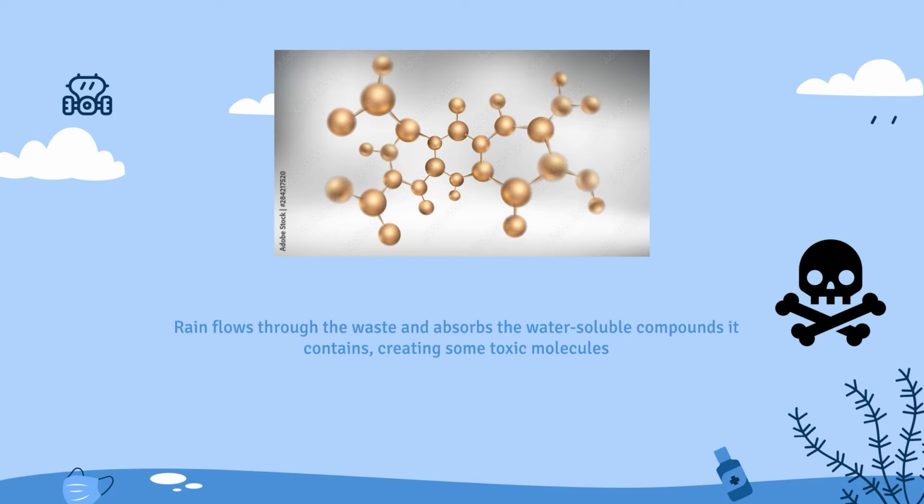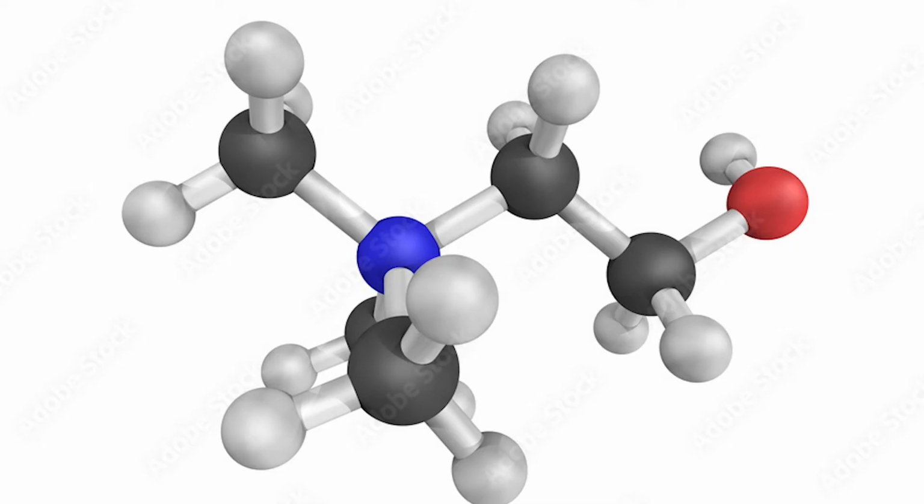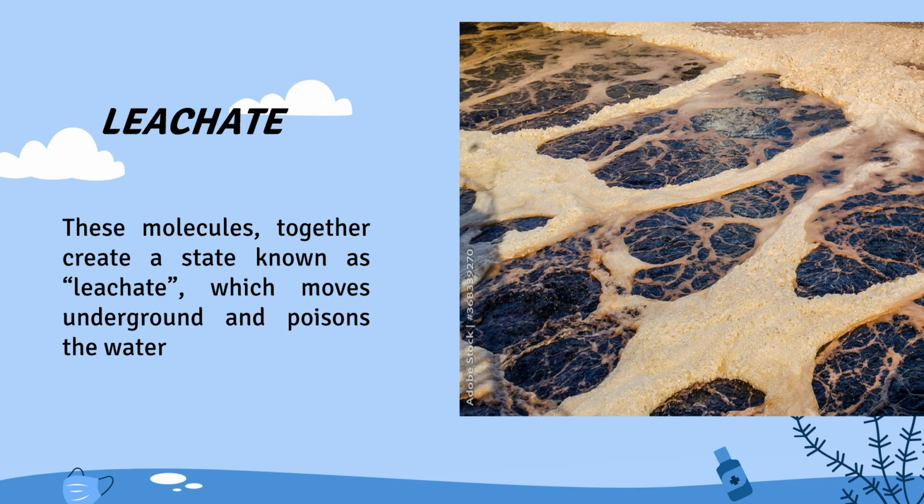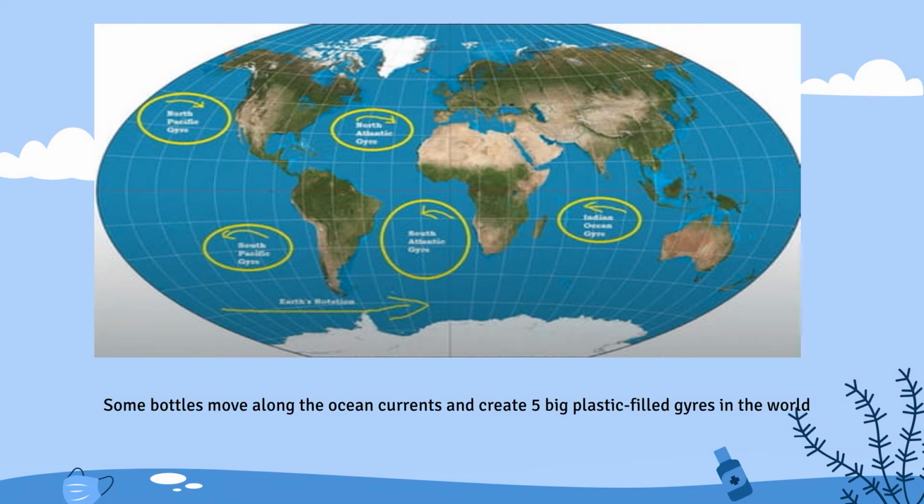Rainwater flows through the waste and absorbs the water-soluble compounds it contains, creating toxic molecules. Gradually, a substance called leachate is made, which moves underground and poisons the water. Besides, some plastic moves along the ocean currents into the sea. As a result, there are 5 big plastic-filled gyres in the world, which have a detrimental bearing on the ecosystem.